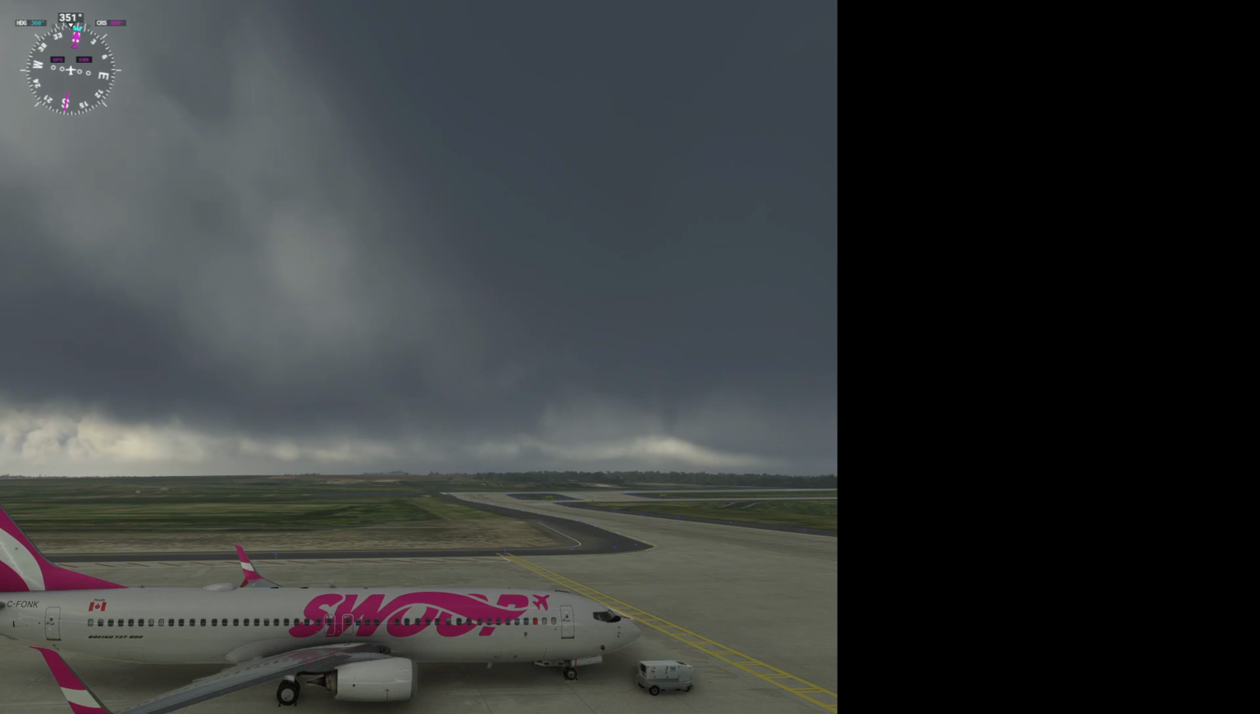Talking about 2020, we are sitting at Denver International Airport in Colorado, United States, and we are plane spotting.